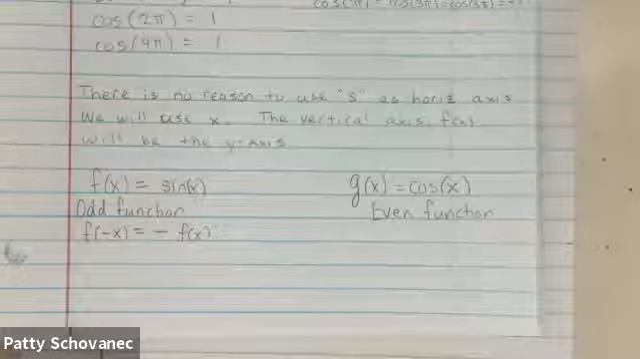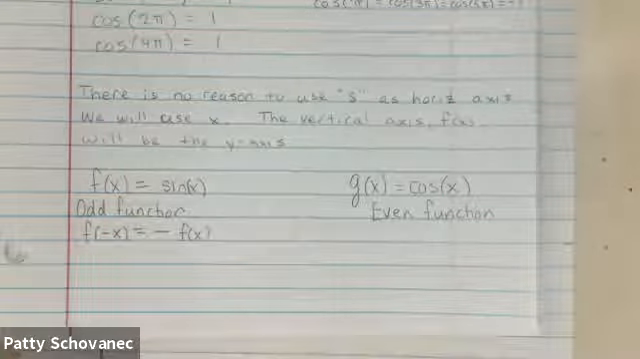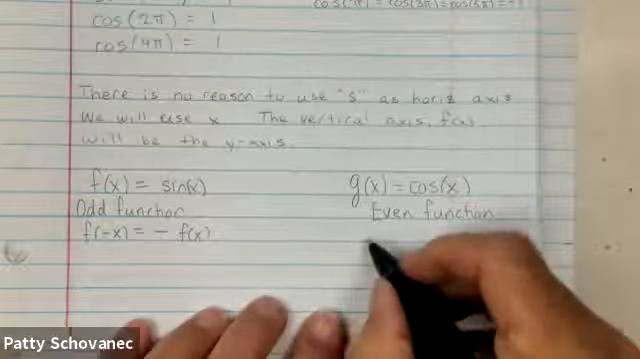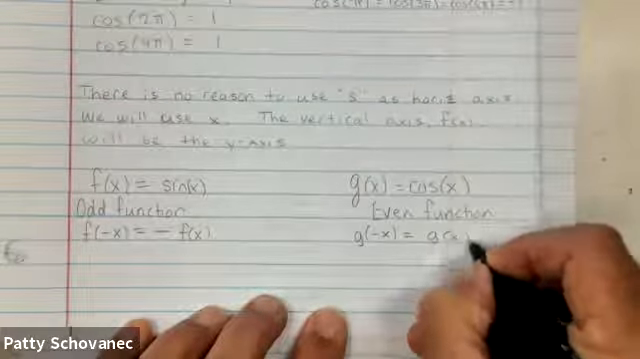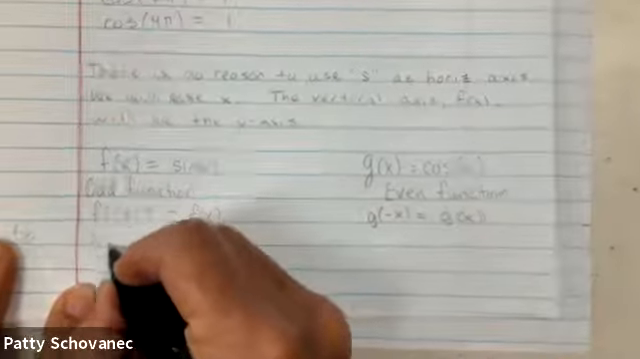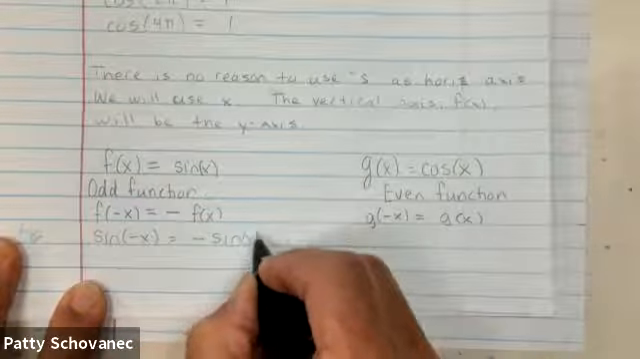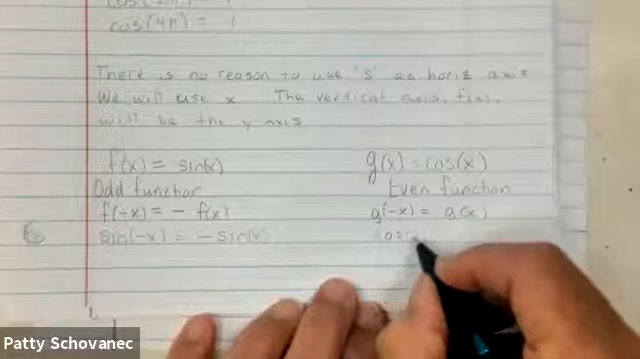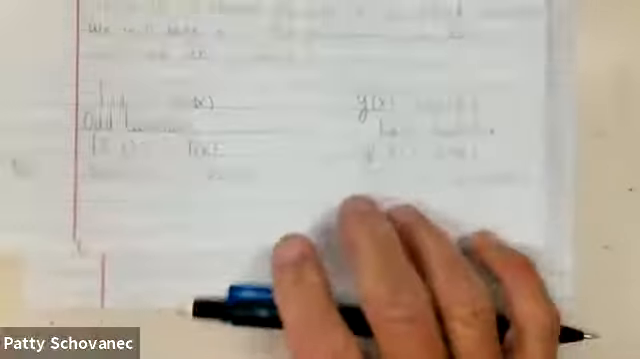A function's even if it has the same value and the same sign, just by changing the sign of the input. So this one says that g of the opposite of x is the same as g of x. That's in general our definition of even and odd. When I write that in terms of the sine, the sine of minus x is minus the sine of x. The cosine of minus x is the same as the cosine of x. That's what I mean by even and odd.